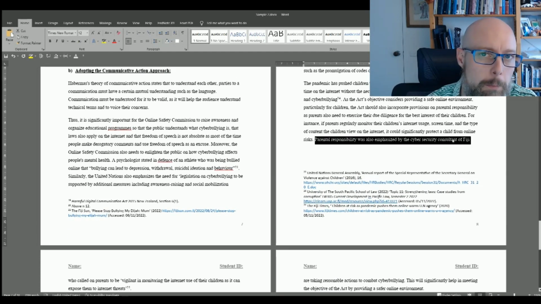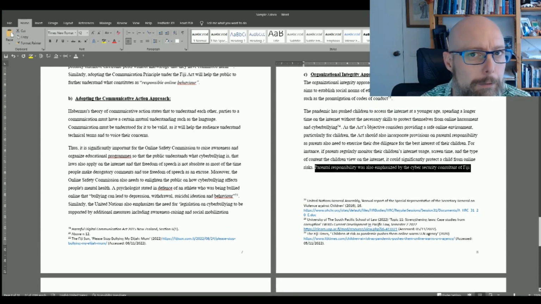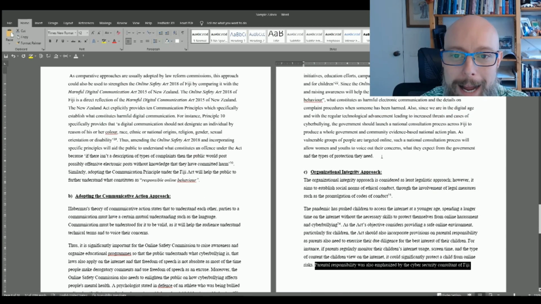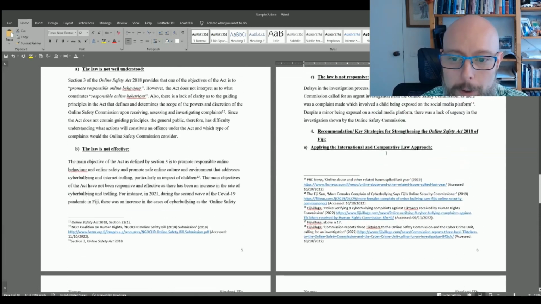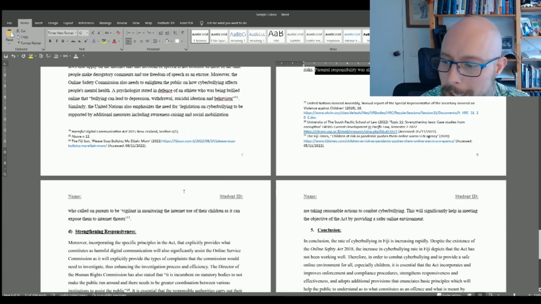And there was this focus on parental responsibility. This could be its own separate strategy and a very effective one, right, to strengthen the law. The recommendation could be that the government invest in education programs for schools and for parents to address this lack of understanding and awareness about the Online Safety Act and how it works. So, we could get something in there.